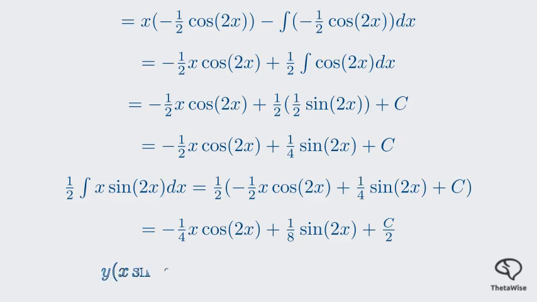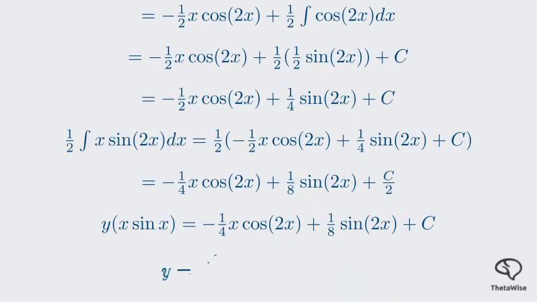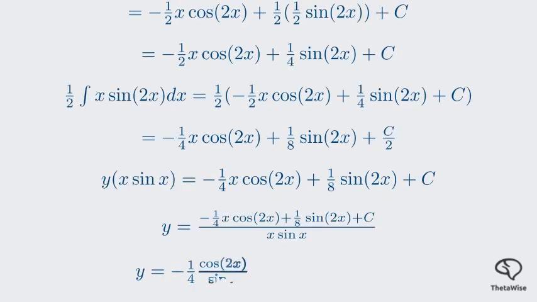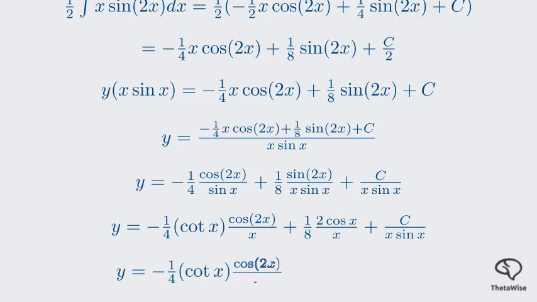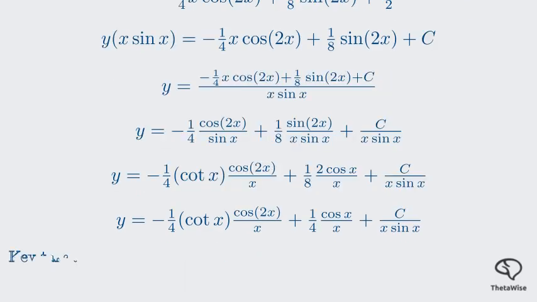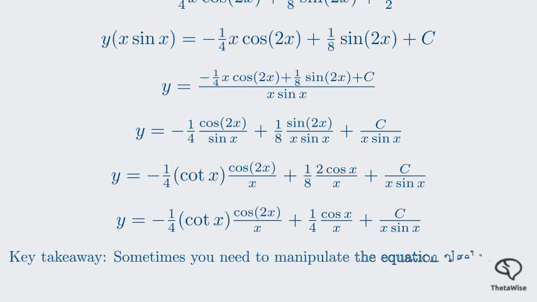We have x sin x times y equals -1/4 x cos 2x plus 1/8 sin 2x plus c. To solve for y, we divide by x sin x. Distributing the division, we get our final, somewhat complex general solution: y equals -1/4 cos 2x over sin x plus 1/8 sin 2x over x sin x plus c over x sin x. A key takeaway here is that sometimes you need to manipulate the equation algebraically before you can solve it.